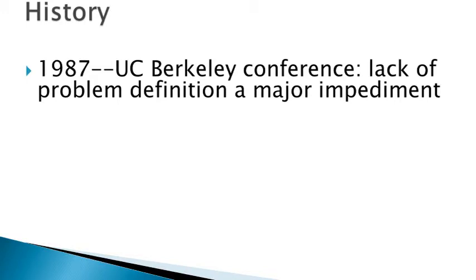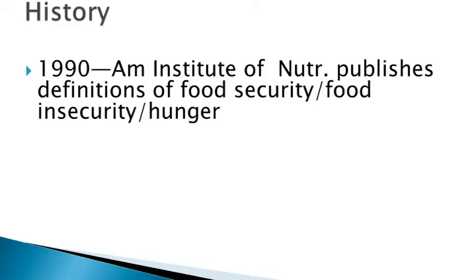They studied this problem and felt that the major issue was that we didn't have a good way to define the problem and measure it. And so a definition was published that I showed you just recently. The American Institute of Nutrition published a definition that was a start of what food insecurity, food security, and hunger meant.